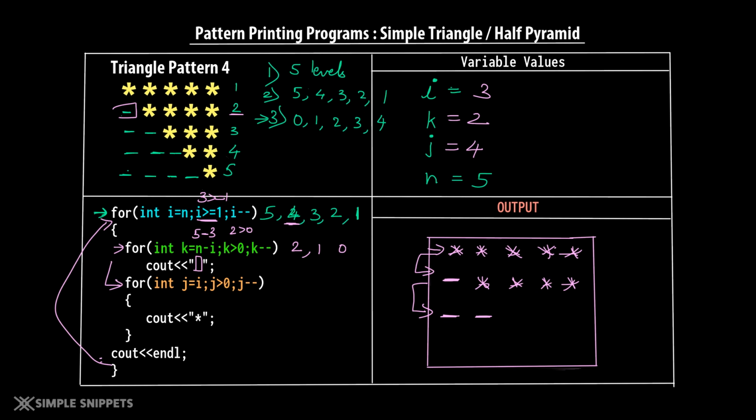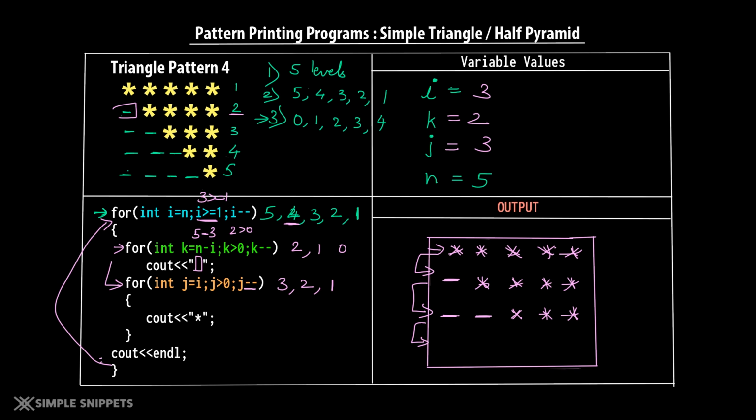We will go to the next for loop. Over here j equals i. j will be equal to 3 because i is also 3. So 3, 2 and 1, because j has to be greater than 0 and j minus minus. So this for loop will run for 3 times. So this time 3 stars will be printed. So let's print 3 stars. 1, 2 and 3. Okay. So again we will come to the next line.